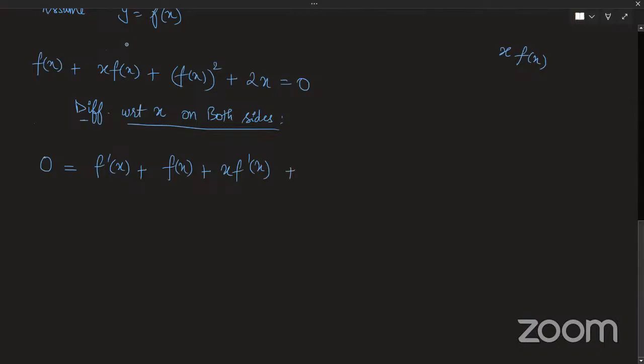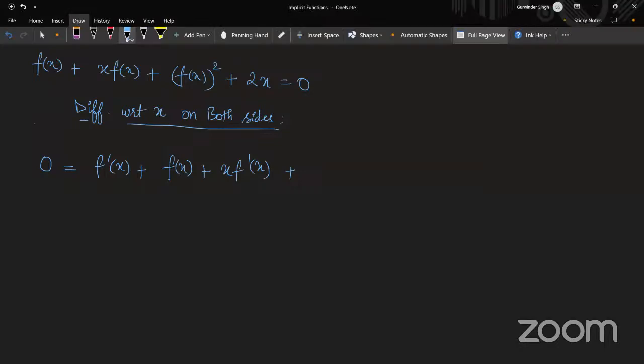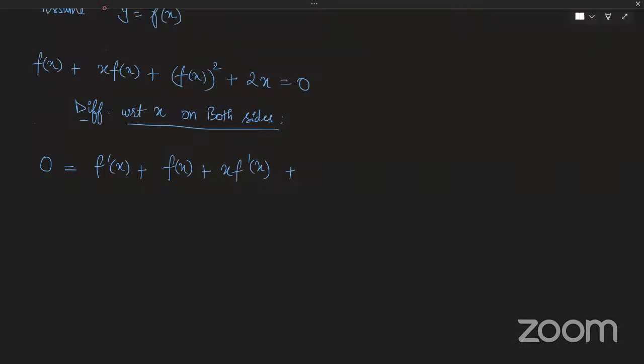Plus, now you have got f of x whole square. Can you tell me which function has been inserted inside which function? You have got f of x whole square. How will you differentiate this thing? It is like very basic chain rule. Can you tell me?